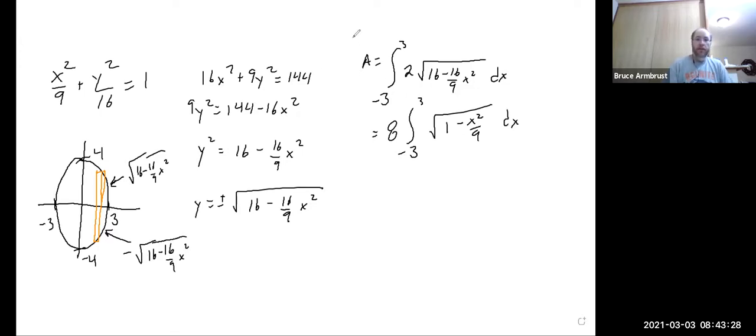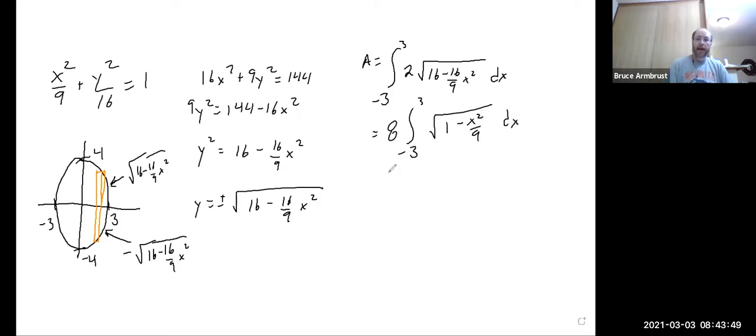So then the question is, which one do we do? Which trig sub are we going to use? Are we going to use sine, tangent, or secant? What does that form suggest? All right, good, Alexi. It's going to be sine.